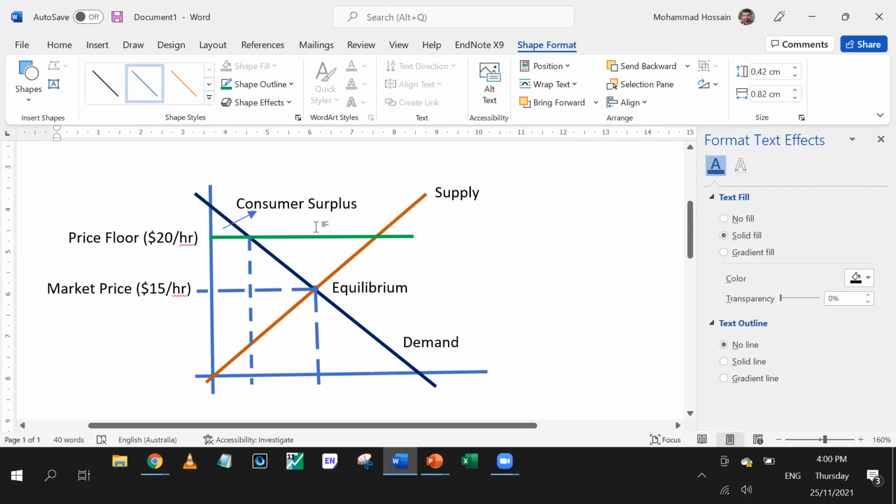Let's say this is a labor market. In a labor market, who is the consumer? The consumers of labor are the employers. And who is the supplier in the labor market? The laborers, who actually work, the workers or employees, are the suppliers of the labor market.